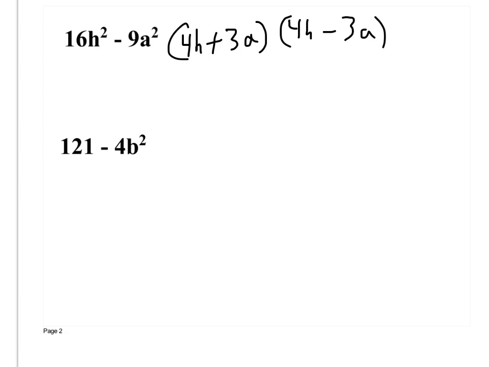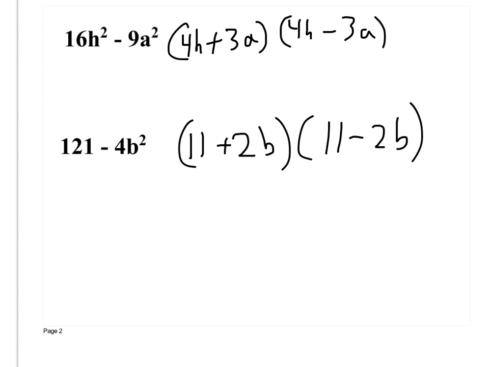All right, any questions? Let's do 121 minus 4b squared. What's the square root of 121? 11 plus, what's the square root of 4b squared? 2b. And then here, this is 11 minus 2b. And there's your answer. Any questions?